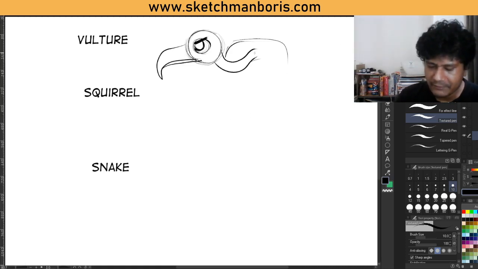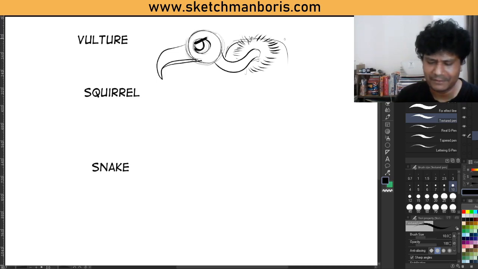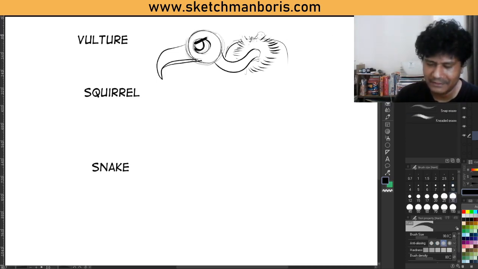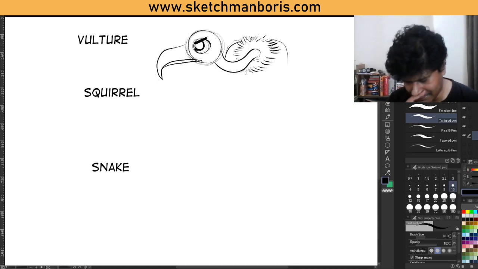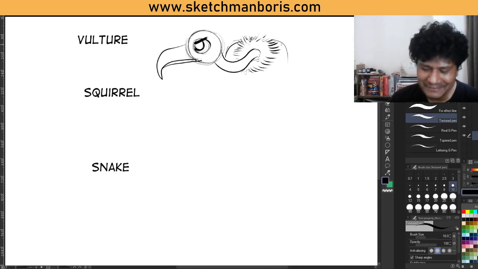So once we have that, and vultures have this kind of neck, with something like feathers around these necks that are like this, right? So we said squirrel, squirrel body.